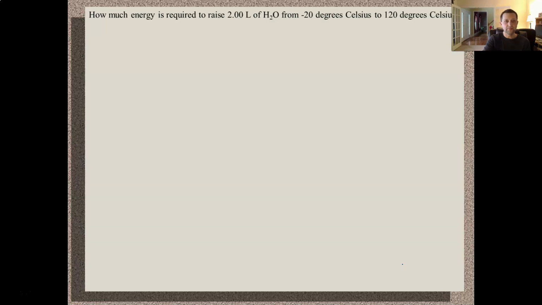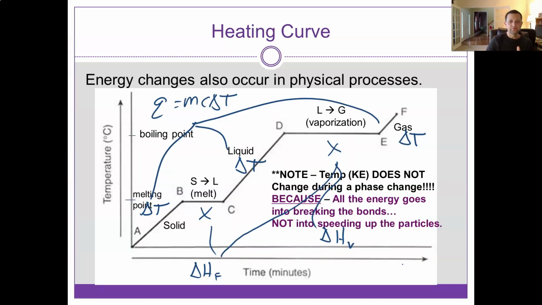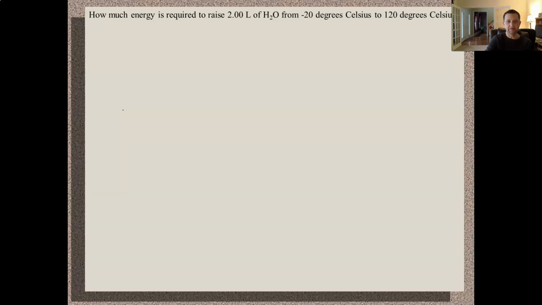All right, so we know that. Okay, how much energy is required to raise 2 liters of water from negative 20 Celsius to 120 Celsius? So you need to visualize your heating curve, and again, I'll go back to it here. Your melting point or your freezing point is at 0 Celsius, and your boiling point is at 100. So for this process, like say negative 20 is here and 120 is here, we have to go through 2 phase changes to make this happen. All right, so let's go through what's going on here.